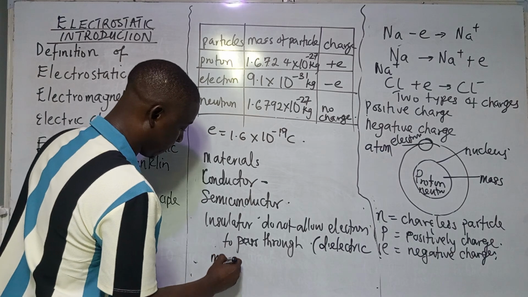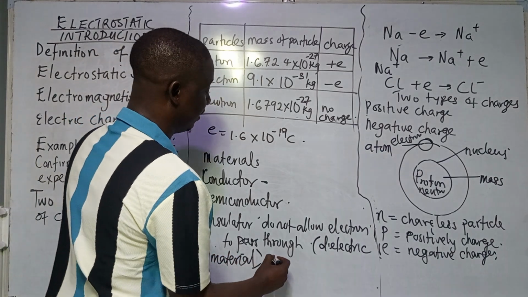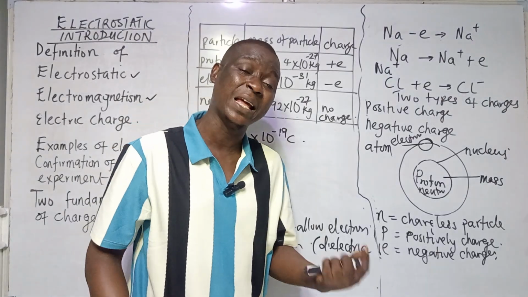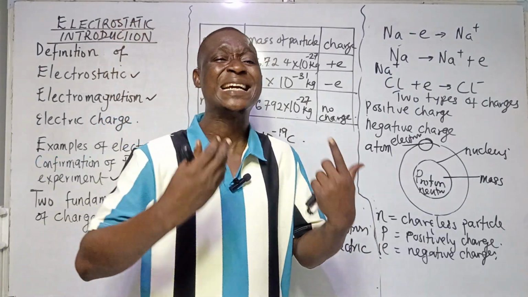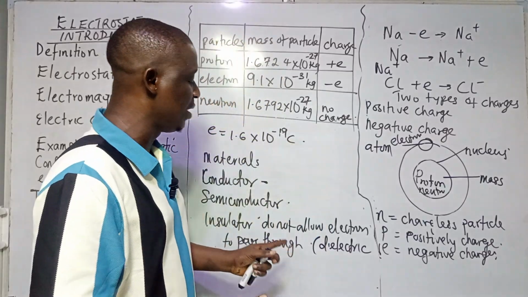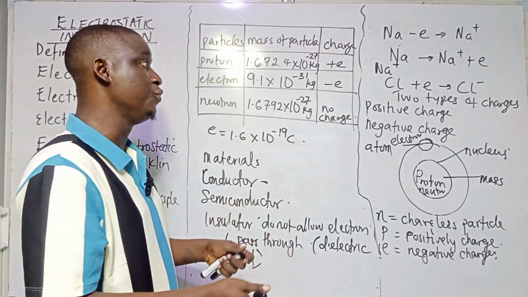Insulator majorly are used as dielectric material because they are very good. We put them inside the capacitor, between two parallel plate capacitor. They tend to increase the capacitance of the capacitor. They do a lot of things, but in this video, I will just quickly mention a few.